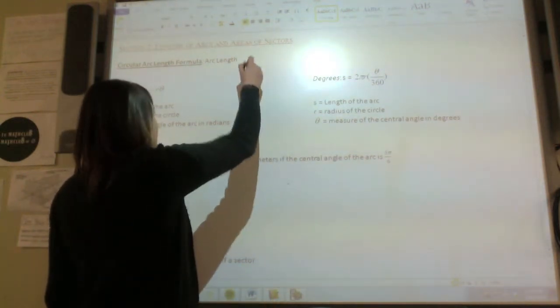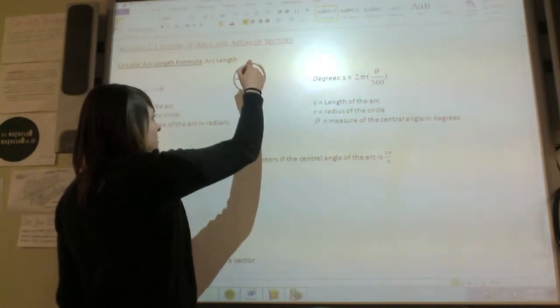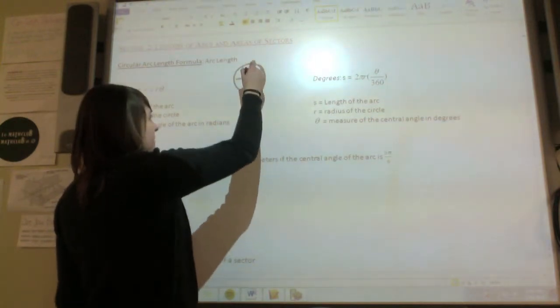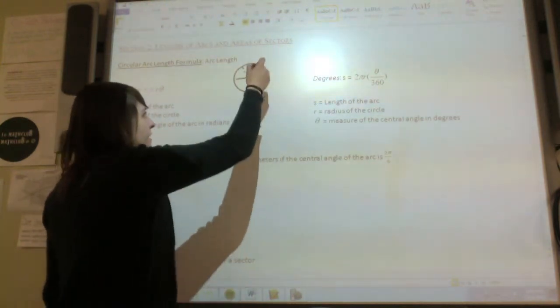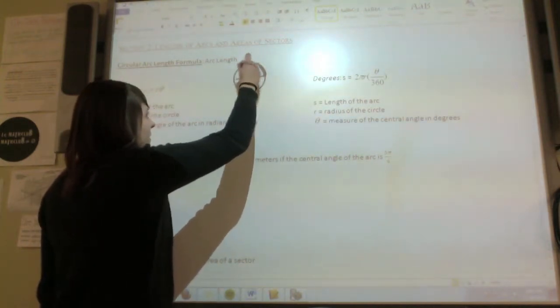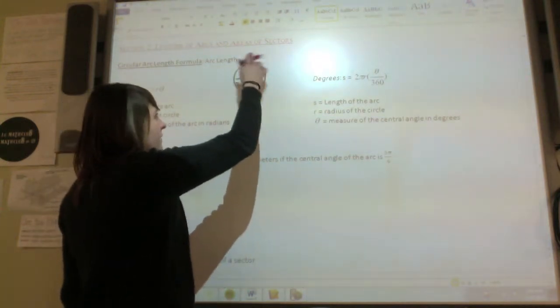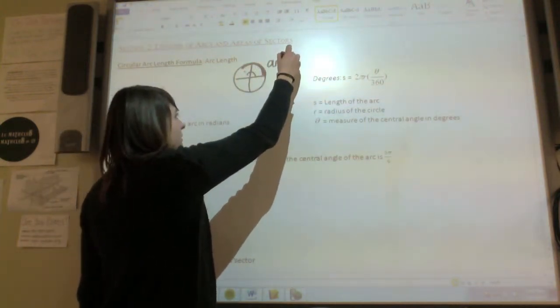So, for example, if I had my unit circle here and I wanted to travel 135 degrees, then instead of going all the way around the circle, I'm just going through this arc. So the measure of that arc, or the length of that arc, would be called the arc length.